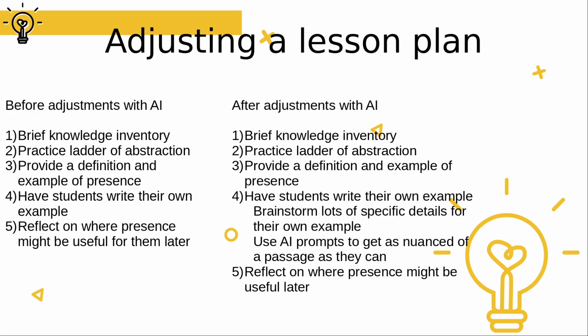And so a brief knowledge inventory is a great place to start, I think, when introducing a concept. Then the second thing I would do is maybe practice the ladder of abstraction without saying too much about presence. I would maybe give them an example of some really vague language, and then work my own way down to a really concrete description, and then have them do the same thing, maybe giving them a really vague term to start with and then working their way down.